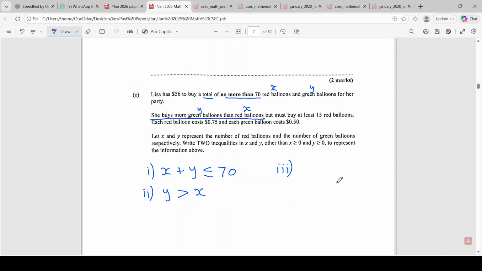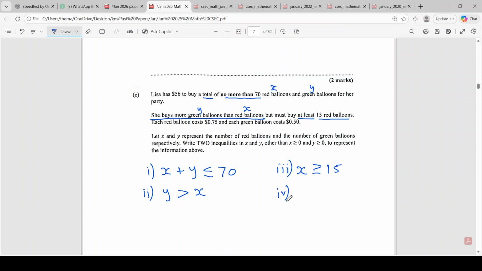Can I have another one? Carissa? We could have X is more than or equal to 15. She must buy at least 15 red balloons. So that means the red balloons have to be greater than or equal to 15. Good, nice. And then we have one more. So there's only 2 you needed to give, right?